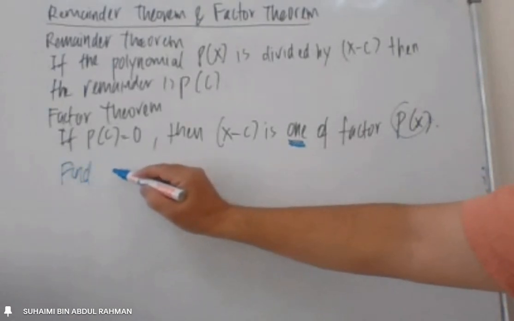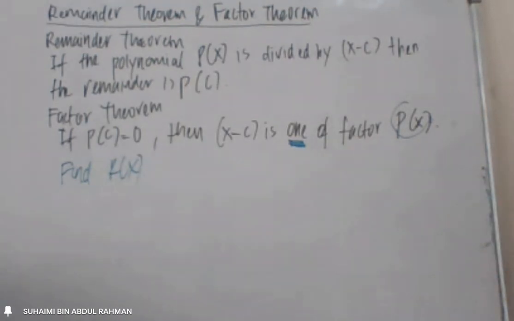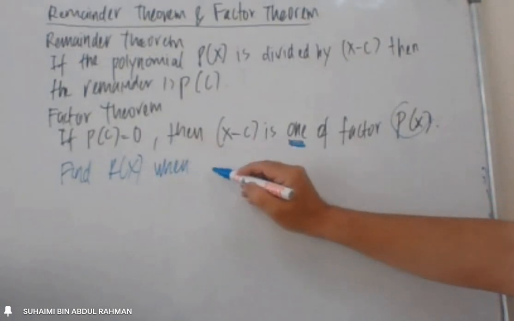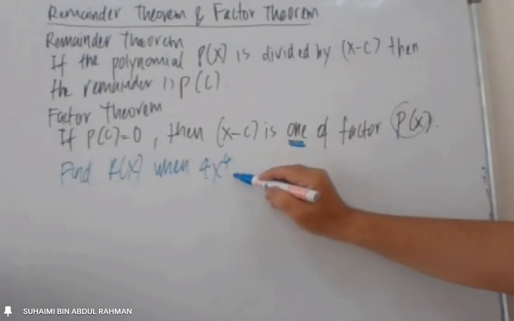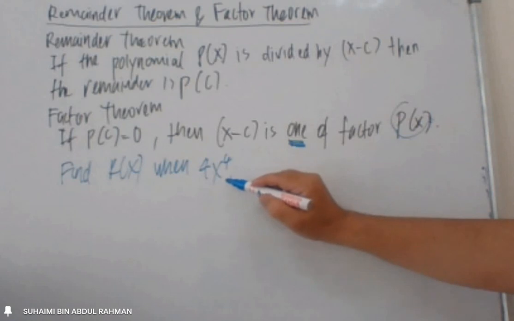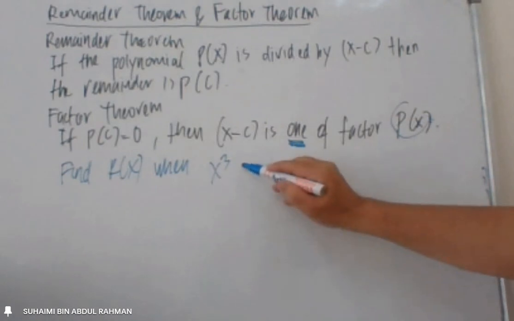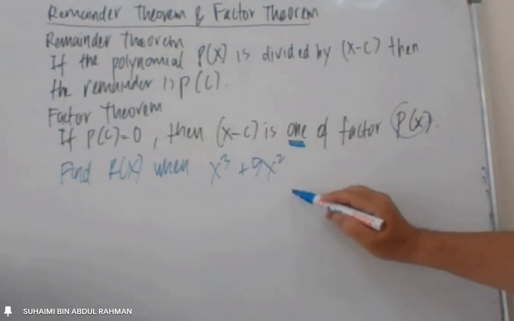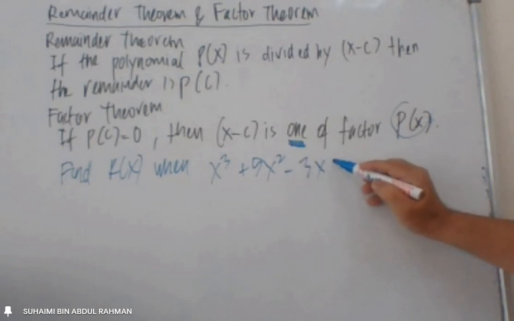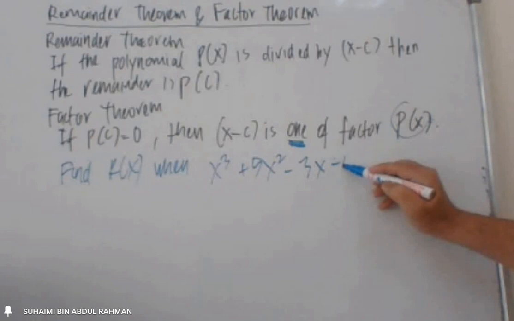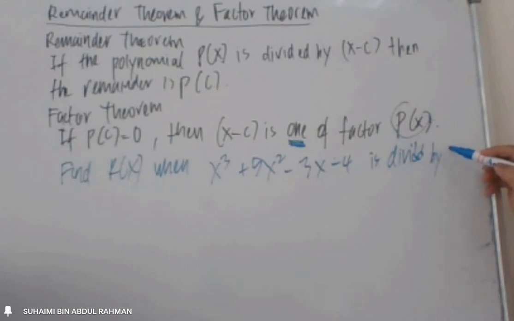For example, find the remainder R(x), meaning the remainder when the polynomial x to the power of 4, x to the power of 3, plus 5x squared, minus 3x, minus 4 is divided by x plus 3.